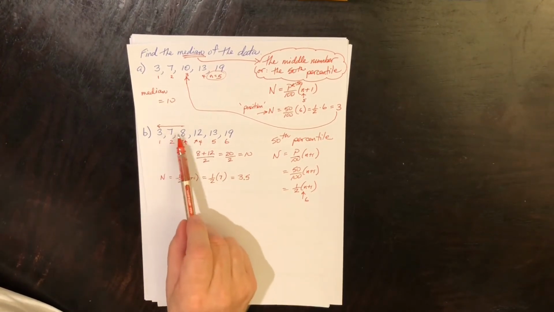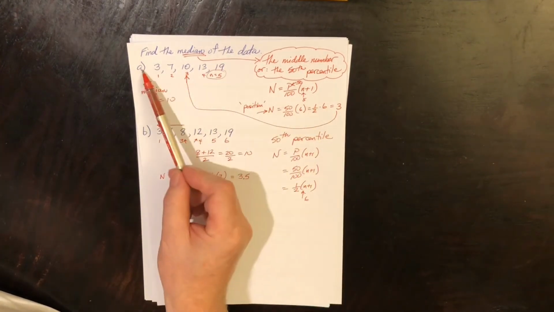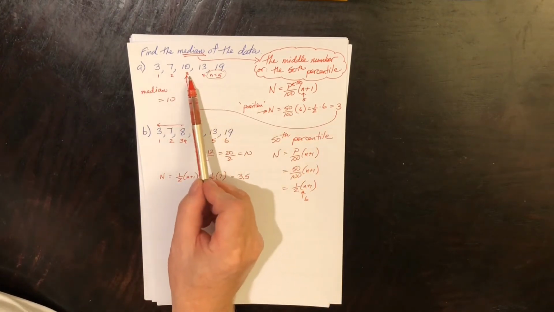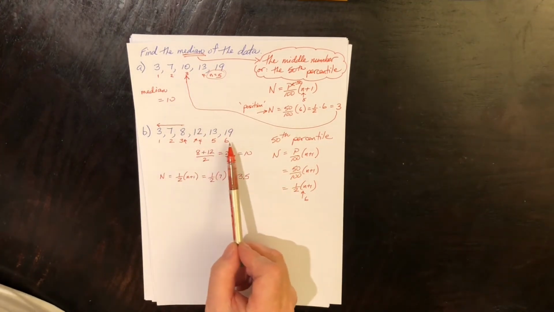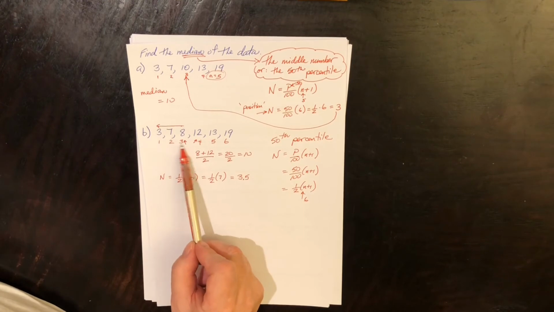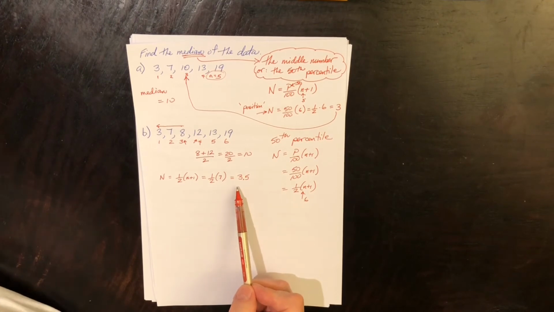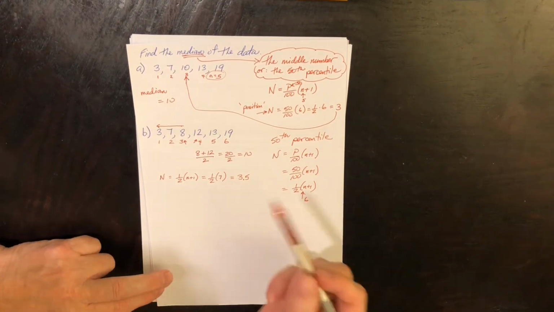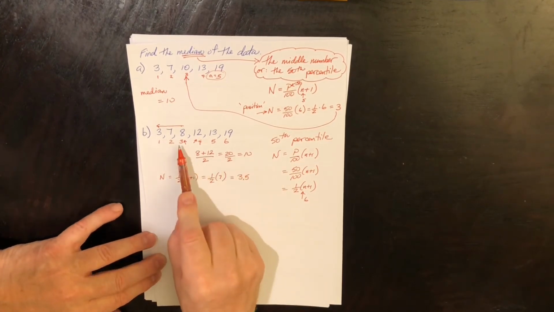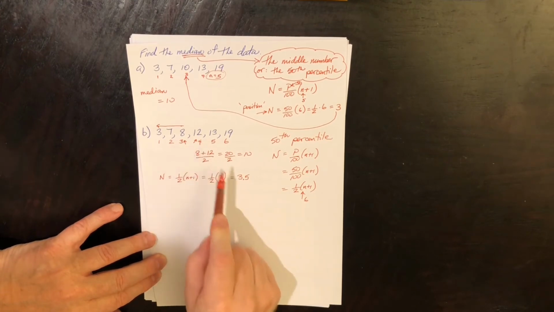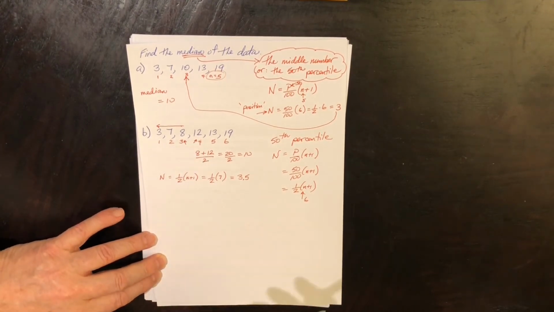We don't have a number in the 3.5 position. In the previous example, in example A, we had a number in the 3rd position. 10 was in the 3rd position. But there is no 3.5 position. There's a 3rd position, there's a 4th position. What do you think the formula is trying to tell us? Possibly it is trying to tell us the number we're looking for, 10, is somewhere between the 3rd number and the 4th number. Maybe halfway between the 3rd number and the 4th number. That is how we use the formula.